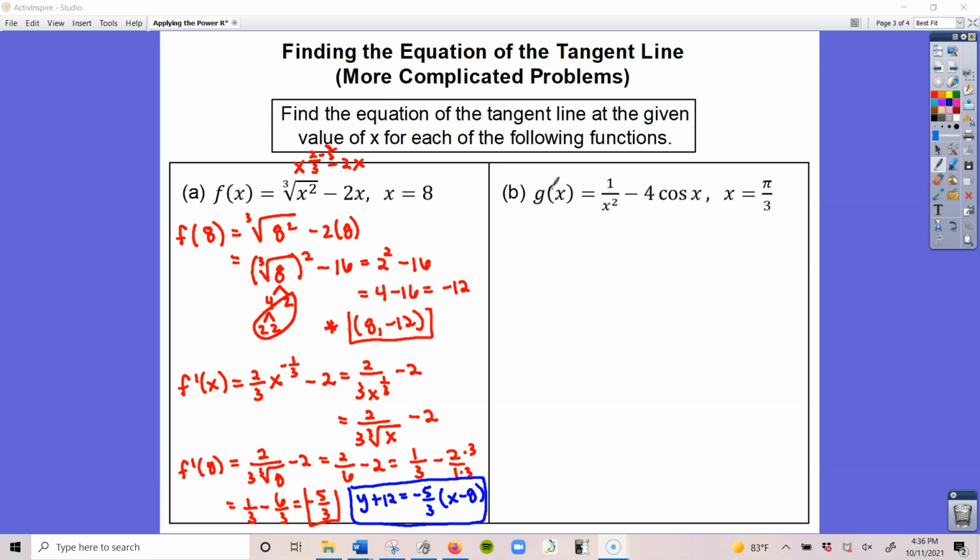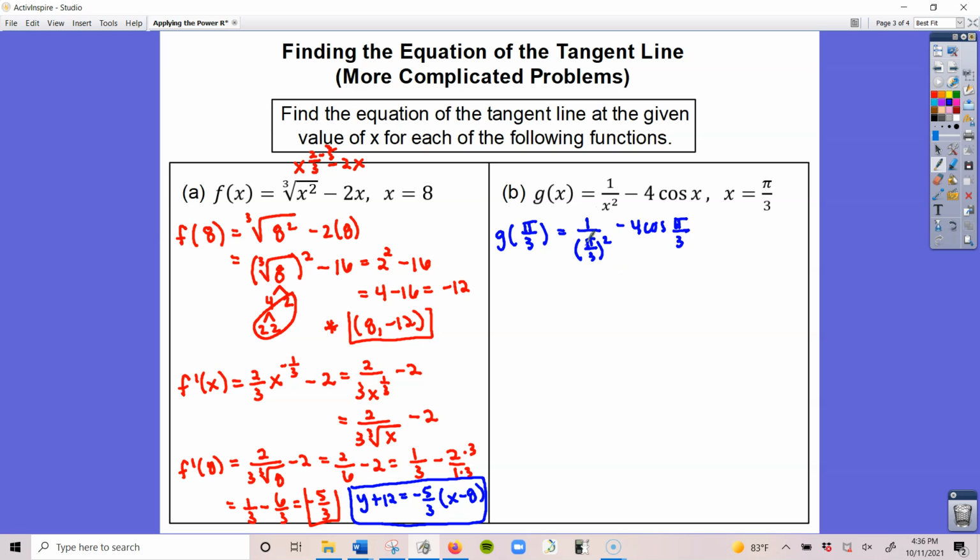Now for this next one, we have g of x is equal to 1 over x squared minus 4 cosine x, and we want to find the equation of the tangent line when x is equal to pi over 3. So first we're going to go ahead and find that point of tangency. So we want to know what is g of pi over 3. So we're going to plug it in. This is going to equal 1 over (pi over 3) squared minus 4 cosine of pi over 3.